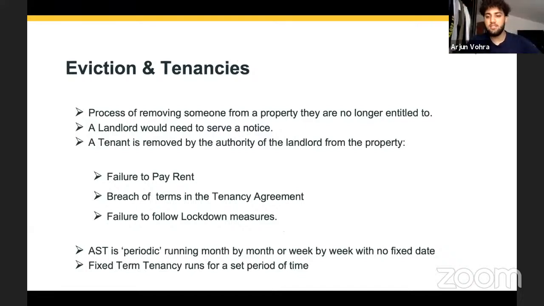Eviction and tenancies. The process of removing someone from a property they are no longer entitled to comes down to a landlord serving a notice, providing that they require the tenant to vacate the property. If this is done correctly, the tenant would be expected to leave the property. However, if a tenant does not leave the property after this process, a landlord can then apply to the court for possession of the property.